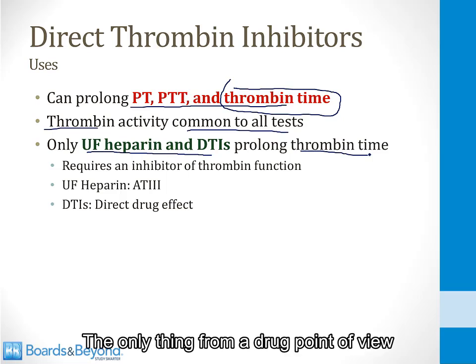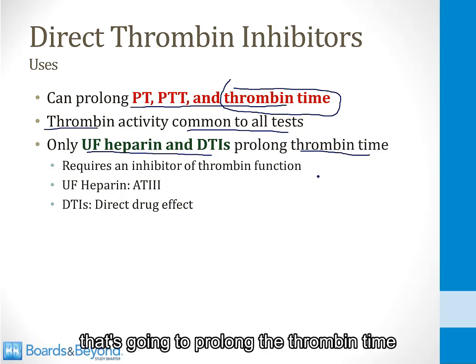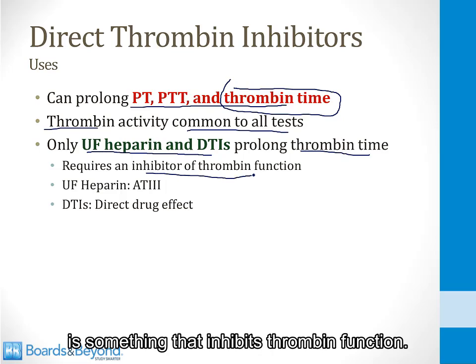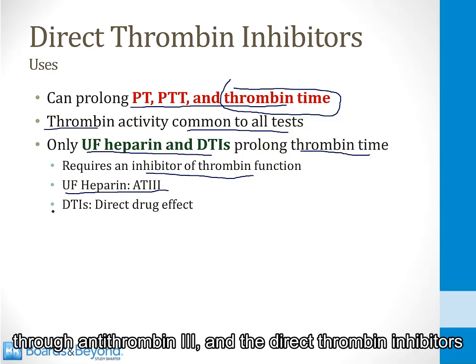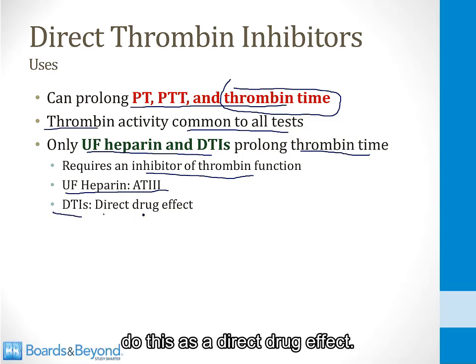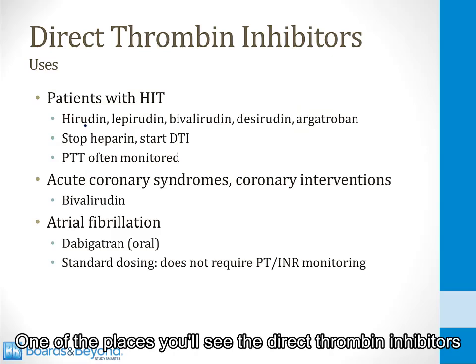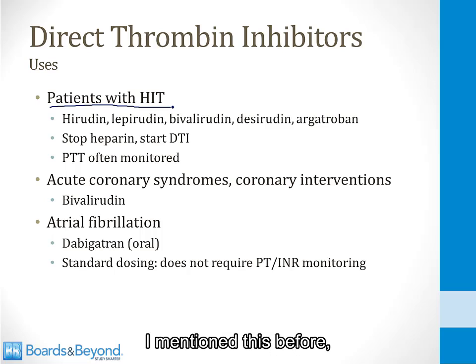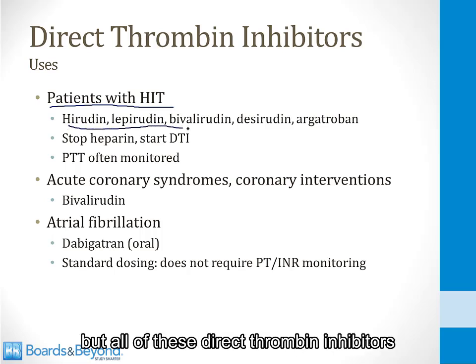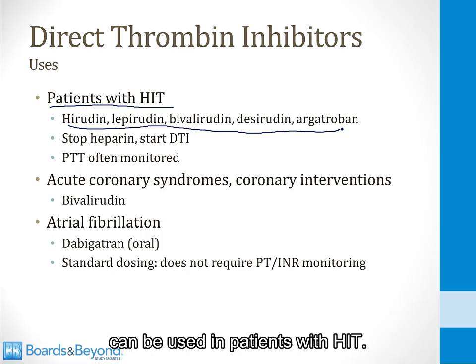The only thing from a drug point of view that's going to prolong the thrombin time is something that inhibits thrombin function. Unfractionated heparin does this indirectly through antithrombin 3, and the direct thrombin inhibitors do this as a direct drug effect. One of the places you'll see the direct thrombin inhibitors are in patients who have heparin-induced thrombocytopenia. I mentioned this before, but all of these direct thrombin inhibitors can be used in patients with HIT.